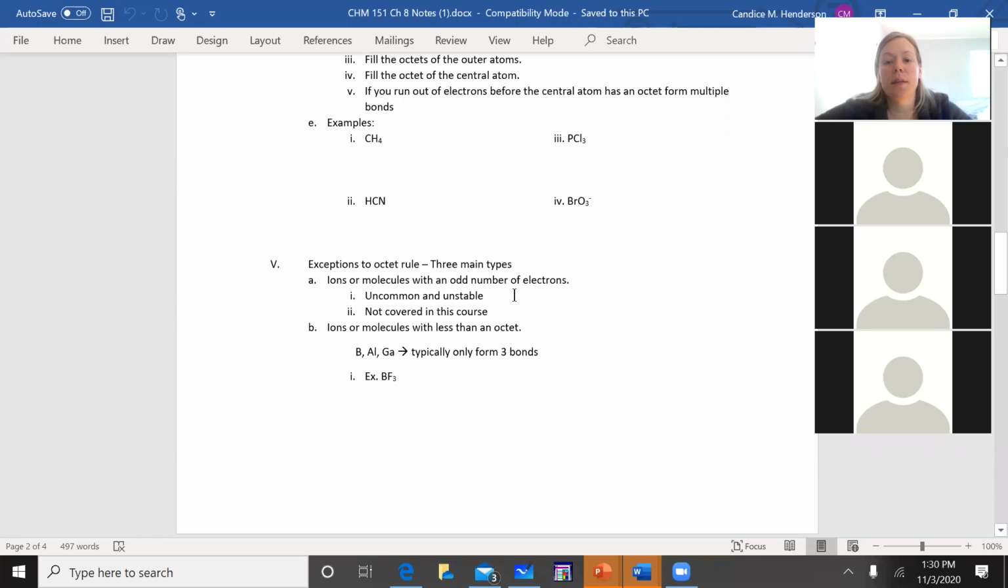So ions or molecules with an odd number of electrons do happen. Sometimes nitrogen is okay with odd numbers, but I'm not going to test you on this. All right. So if you end up with an odd number of electrons, you've added it up incorrectly.